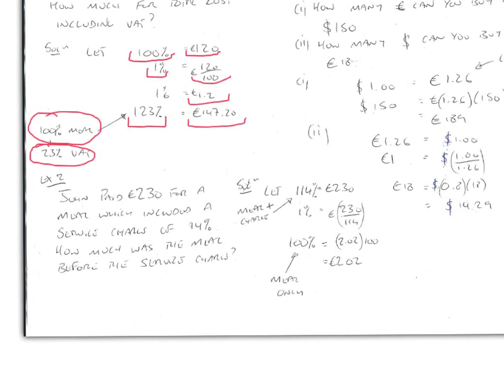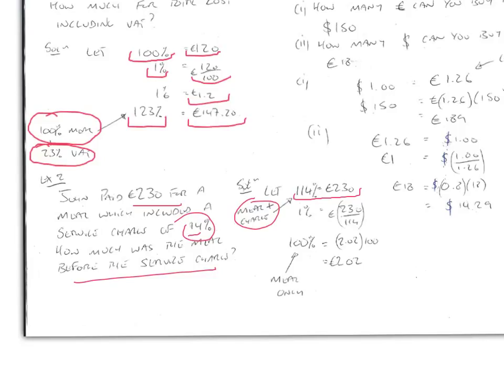Now, in the second example, be careful because many students fall over here. John paid €230 for a meal which included a service charge of 14%. How much was the meal before the service charge? So we have to recognise that John paid 100% for the meal plus 14% for the service charge. So we let 114% equal €230, i.e. the meal plus the charge.